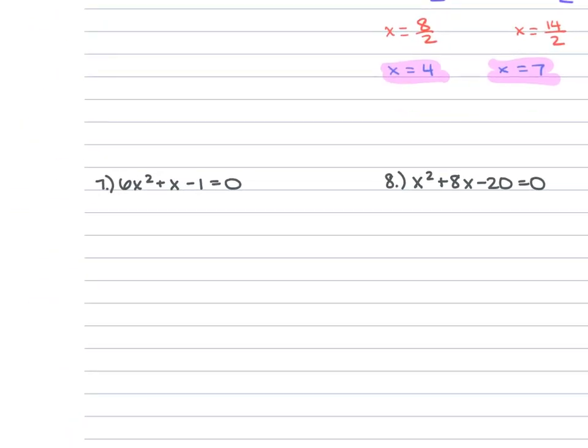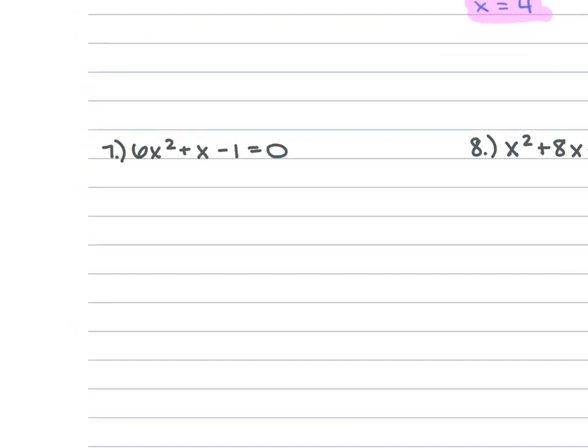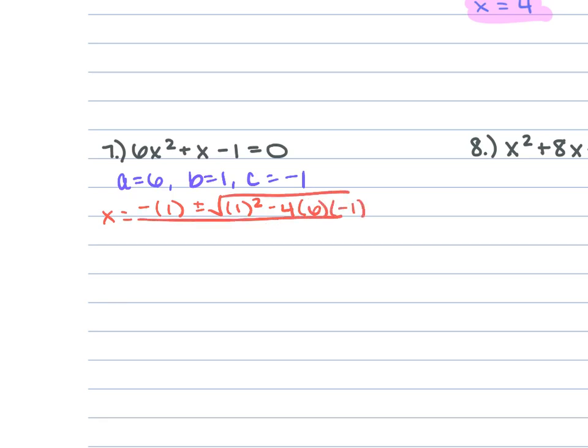For 7, we have 6x squared plus x minus 1 is equal to 0. So our a is 6, our b is 1, and our c is negative 1. So this is x is equal to negative 1 plus or minus the square root of 1 squared minus 4 times 6 times negative 1 all over 2 times 6. So simplifying this, we're going to have x is equal to negative 1 plus or minus the square root of 1 plus 24 all over 12.